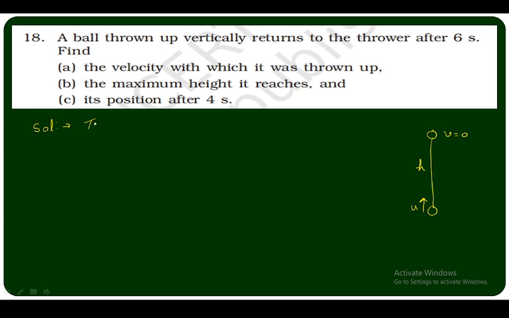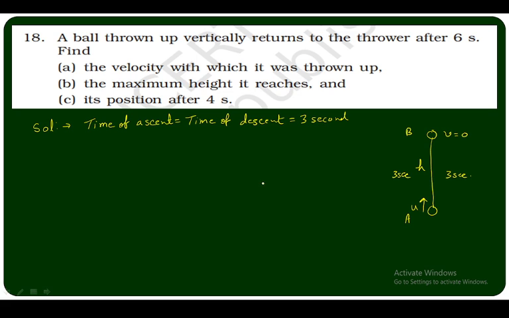We know that time of ascent is equal to time of descent. Since the total time is 6 seconds, therefore going from A to B, the time taken will be 3 seconds, and from B to A, the time taken will be 3 seconds. Right? That is, time of ascent is equal to time of descent, equal to 3 seconds.